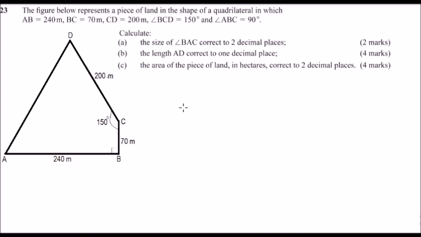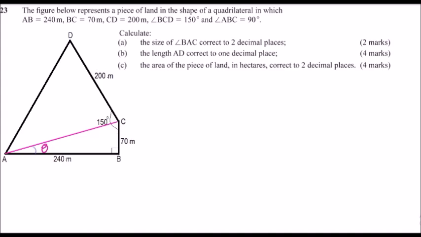We are told to calculate part A, the size of angle BAC, correct to 2 decimal places, and you get 2 marks. So where is our angle BAC? We can join the line AC, and we get now the angle BAC. So let me do that. So this is our angle that we are looking for. That is angle BAC. So that is theta.